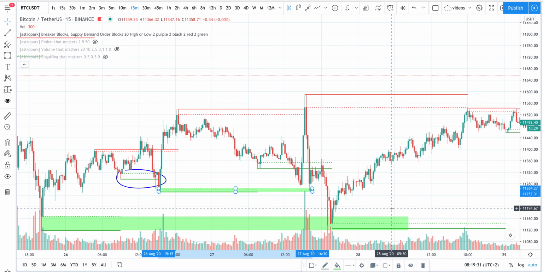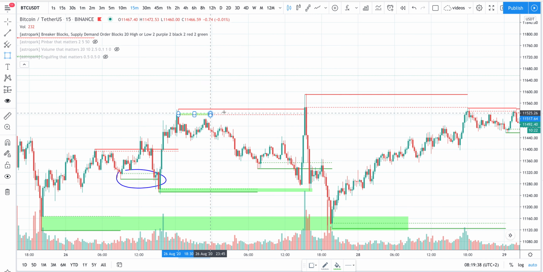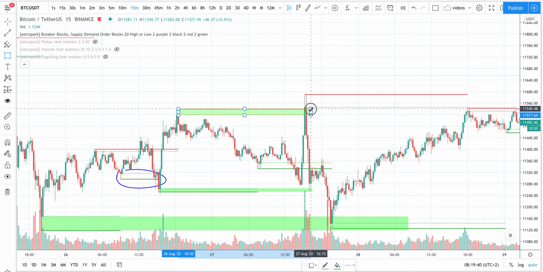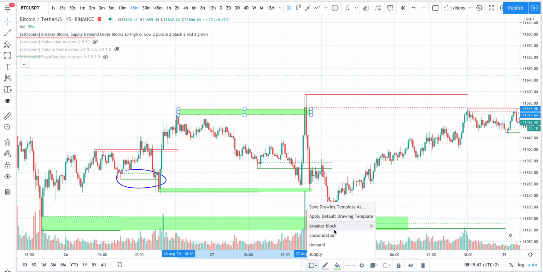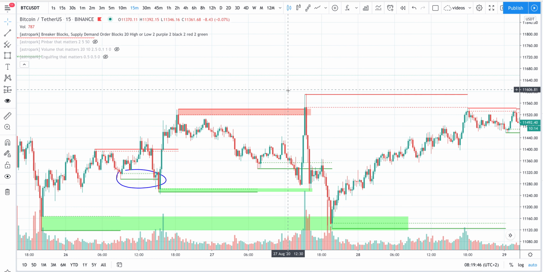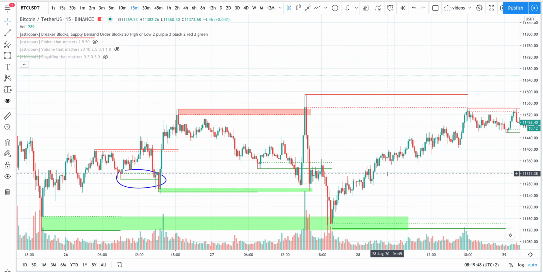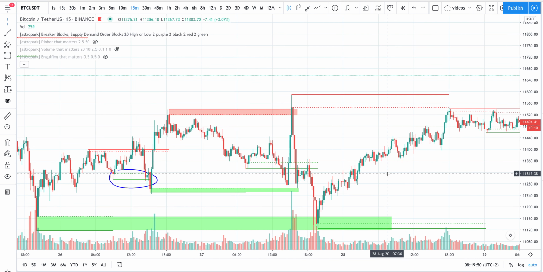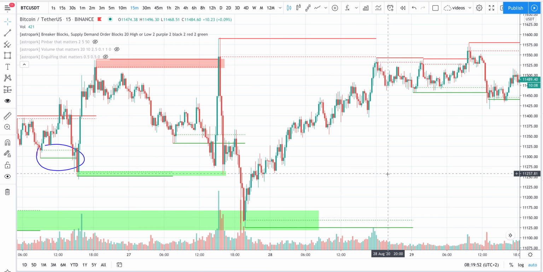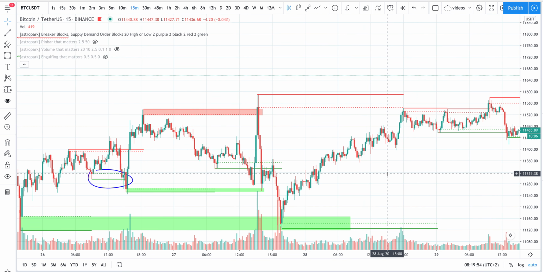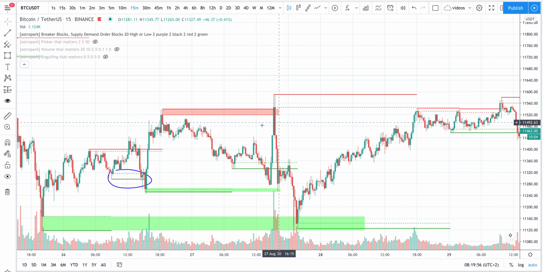Like this. In this case, here there was no new one. This is a supply, a seller zone. Okay, so these are just a few tips.